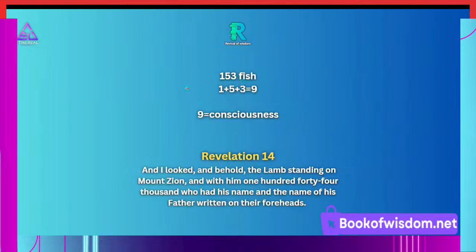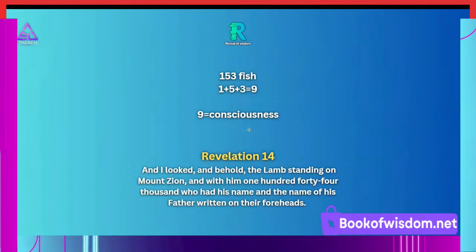And how many fish did they catch? 153. That adds up to 9. This is now numerology. The Bible's filled with numerology. It adds up to 9. What's 9? Human consciousness. It represents consciousness. You're in the womb for 9 months.